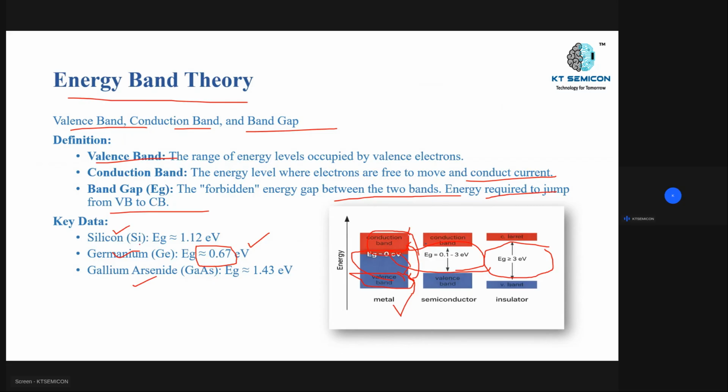In gallium arsenide we have a larger gap, 1.43, which means it acts as an insulator. Even when we increase the temperature, electrons cannot jump from the valence band to the conduction band in gallium arsenide. So that's why we select silicon. For silicon we have a band gap of 1.12 electron volts. This band gap is enough: when we increase the temperature, only then will it start conducting. We can control the conduction also, right? So this is the thing.